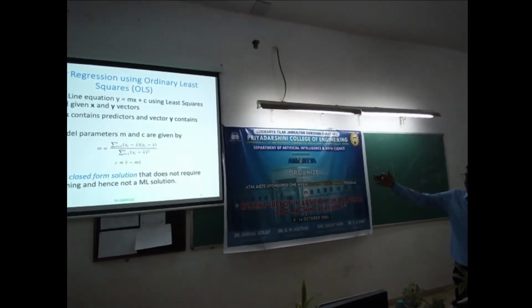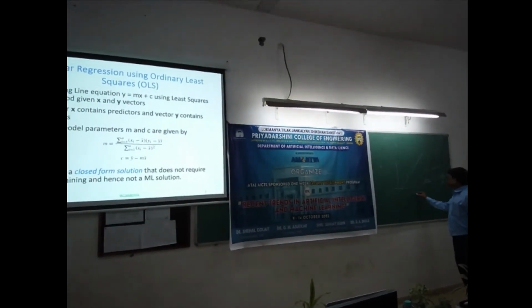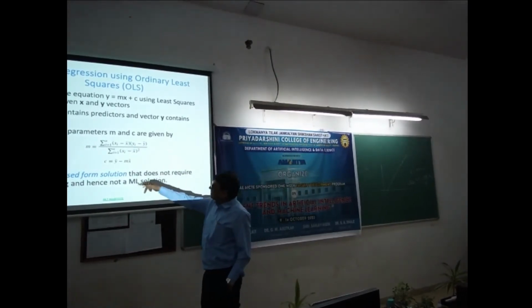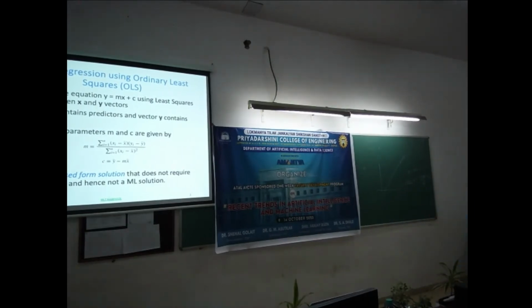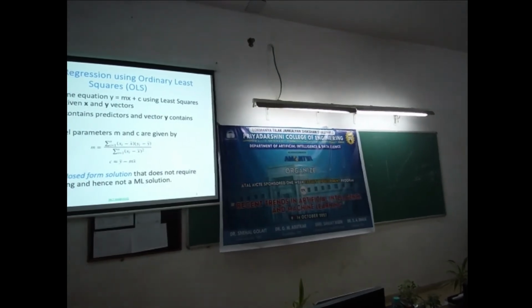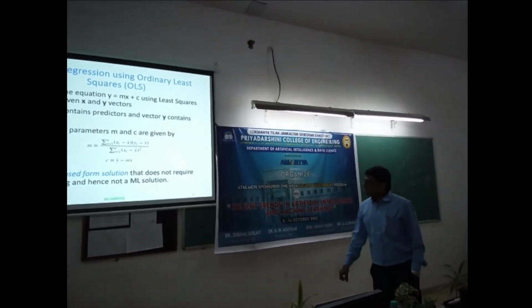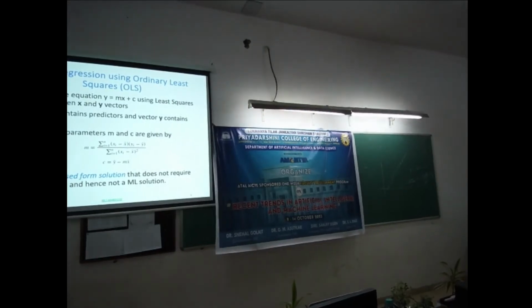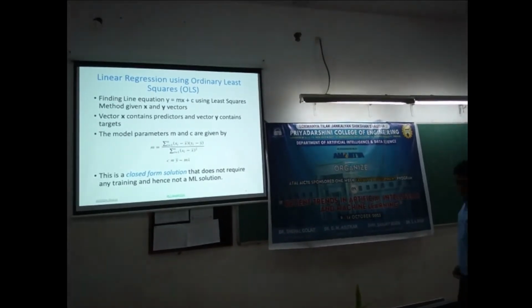With this you can find m, and you know that y is equal to mx plus c. So c is equal to y bar minus m x bar, where y bar is the average of y and x bar is the average of x. So you get m as well as c. If you get both, you can construct an equation and directly find the output. This is a closed form solution that does not require any training, and hence it is not a machine learning solution. It is an analytical solution directly available in the form of a formula.